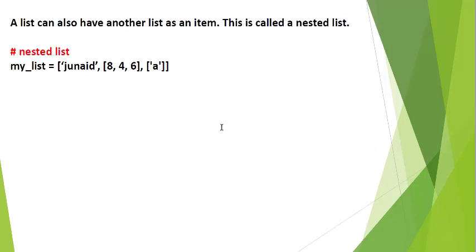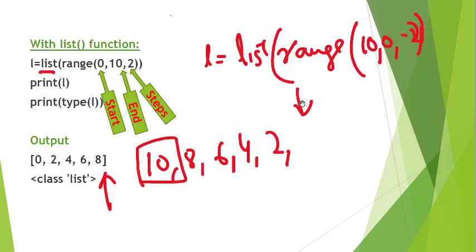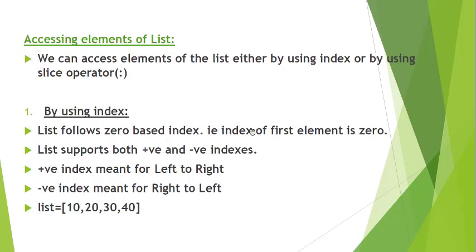Okay, and you can use the for loop and a lot more things. So we can change or add elements to the list. We have already done the list and all. You can go through the notes and just see it. The range we have discussed it and all those things.